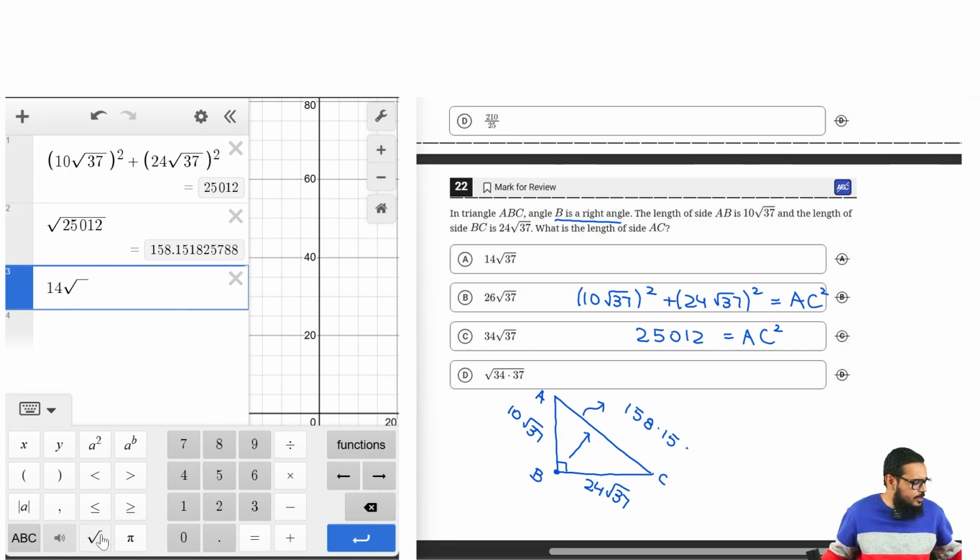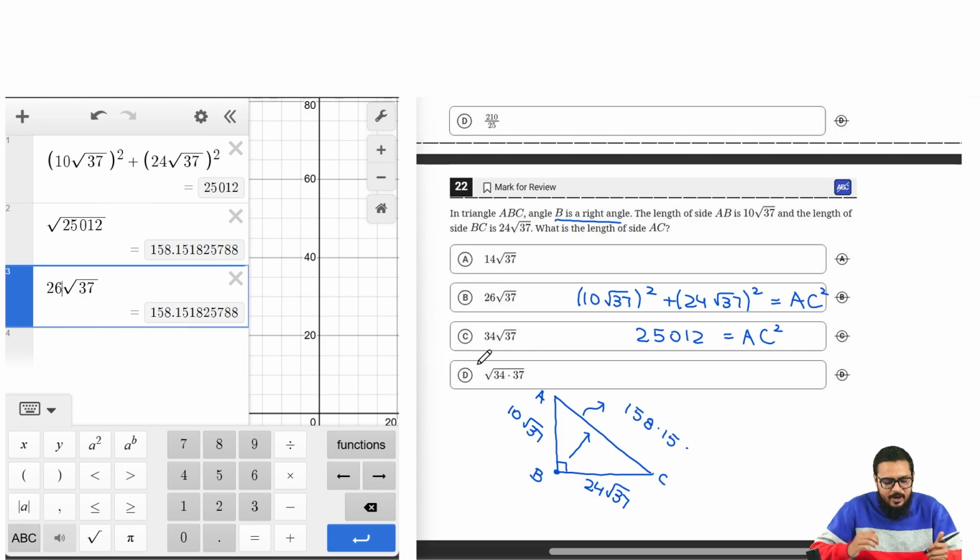So let's see what is 14 under root 37 equivalent to. 14 under root 37 is actually equivalent to 85.18, not 158.15. So I'm just going to replace 14 with 26 because that's my answer option B. So 26 under root 37 is exactly equivalent to 158.15, which is why the right answer to this question should be answer option B.